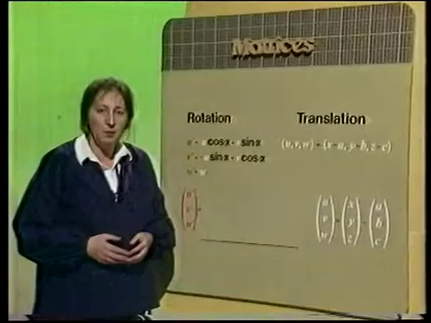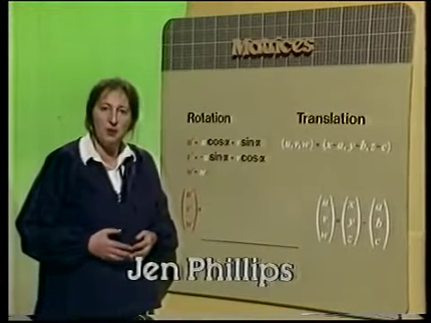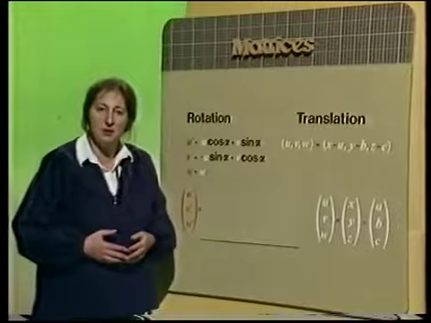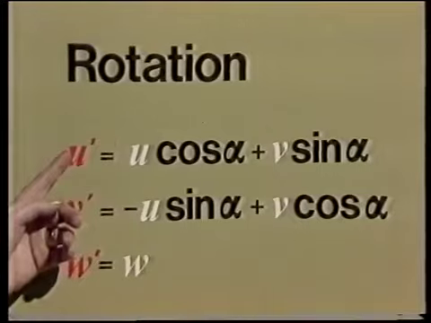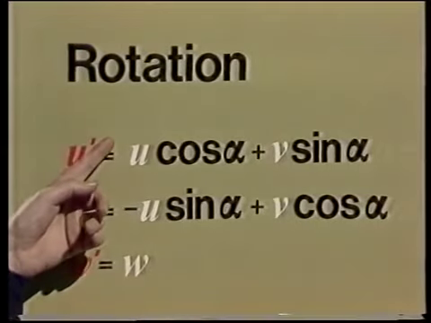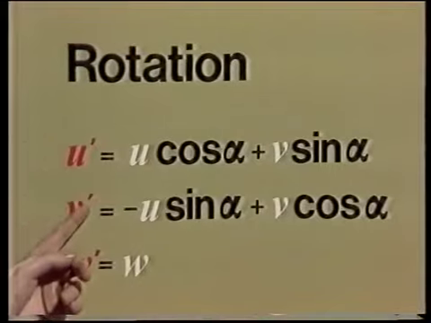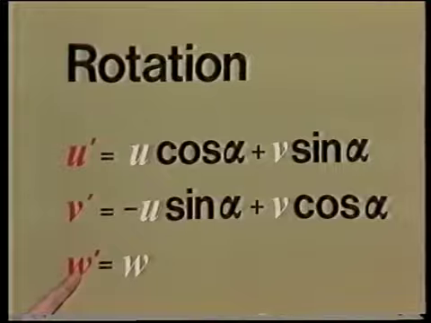Well, we've just found three equations that express the coordinates of a point after a rotation about the z-axis in terms of the original coordinates. So we have an equation for u dashed, the new x-coordinate, in terms of u, v, and the angle alpha we rotated through. Another equation for v dashed in terms of u, v, and alpha. And the z-coordinate, well, that doesn't change. We simply get w dashed equals w.